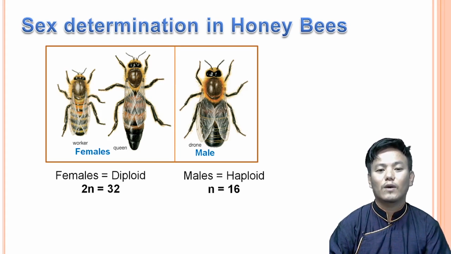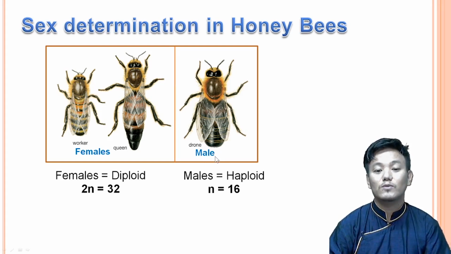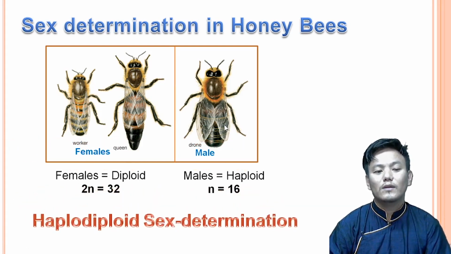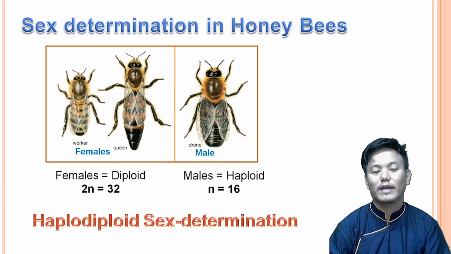I hope it is clear to you now. And males, even though they produce sperms, produce sperms through the mitosis process, and their sperms will carry 16 chromosomes. Since the sperms are produced through mitosis, the sperms carry 16 chromosomes, and that sperm will fertilize the queen's egg, and the resulting individuals with 32 chromosomes will be females, either a worker or a queen. So this mechanism of sex determination is called the haplodiploid sex determination mechanism.